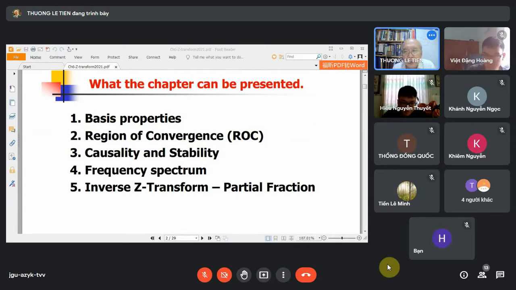Do you remember what the common methods are that we can use to sketch the magnitude and phase of a complex function? Any of you can answer? Huh? Any of you can answer? What are the common methods we normally use to sketch the magnitude and phase of a complex function?